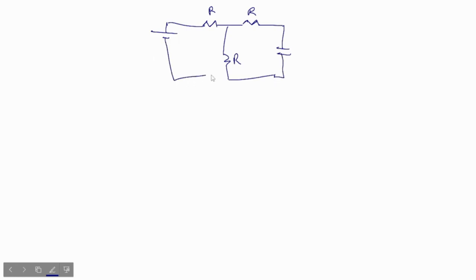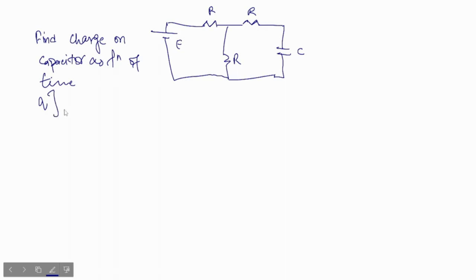This is connected. Now you need to find the charge on the capacitor as a function of time, and this is given as T. And also the charge at t equal to tau C by 2. You can say tau C by 2. So pause the video and try to do it yourself.